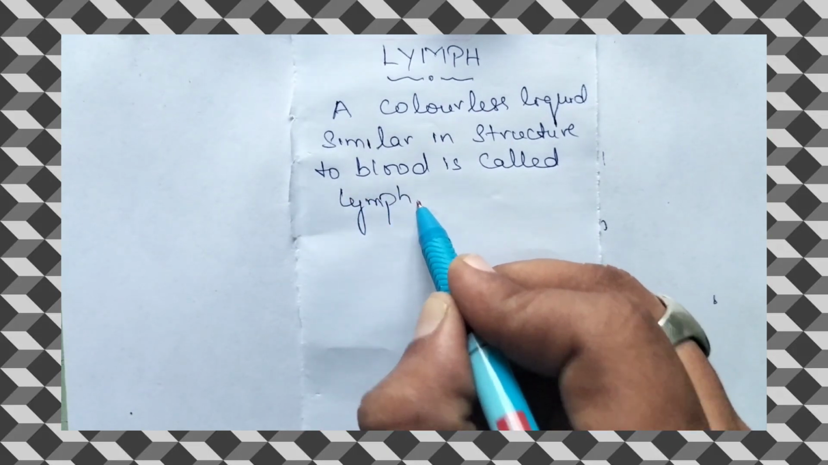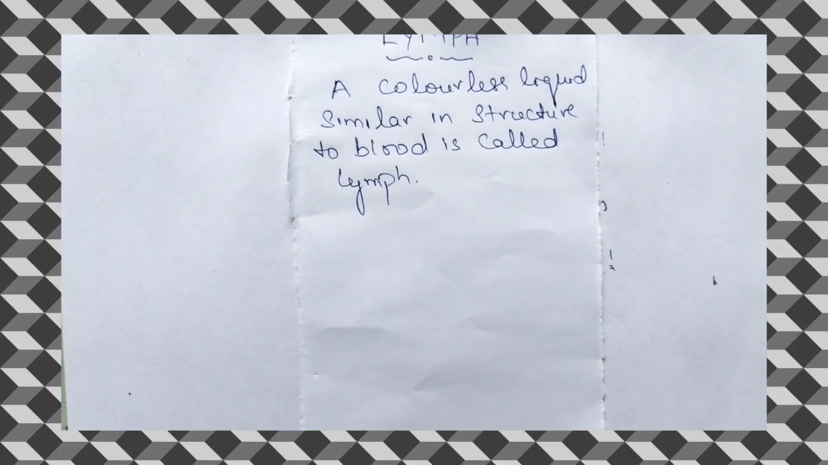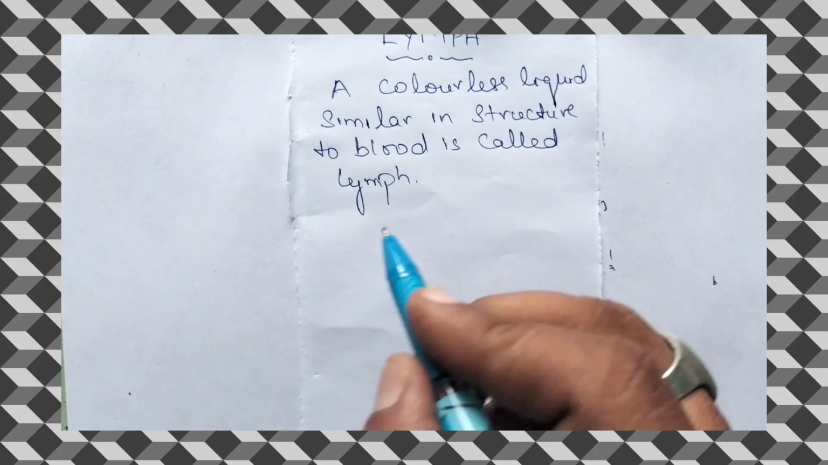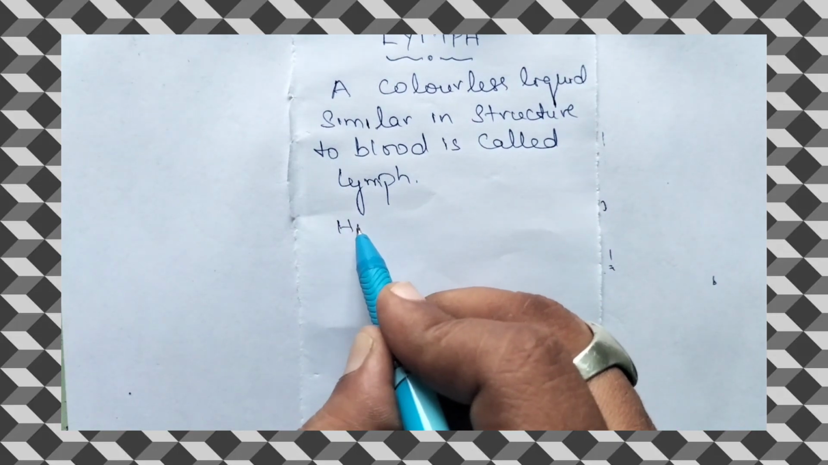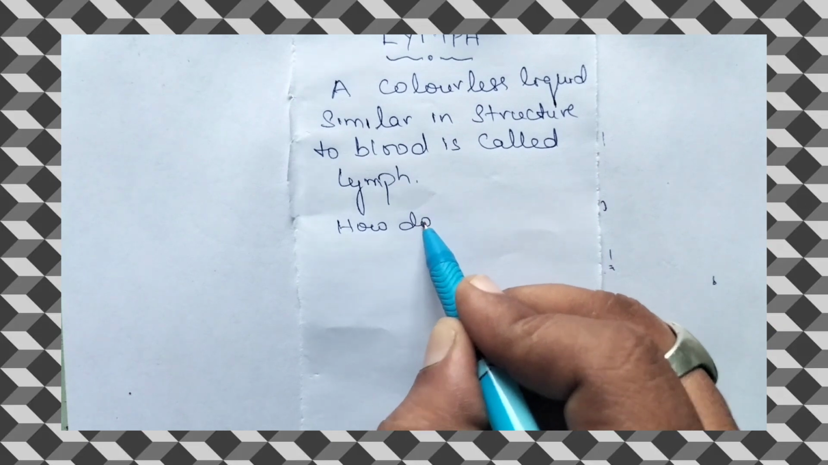ಇದನ್ನ ನಾವು lymph ಅಂತ ಕರಿತೀವಿ. What is a lymph? A lymph is a colorless liquid. ನೋಡಿ, ಬ್ಲಡ್ ಗಾದ್ರೆ ರೆಡ್ ಇನ್ ಕಲರ್ ಡ್ಯೂ ಟು ಪ್ರೆಸೆನ್ಸ್ ಆಫ್ ಹಿಮೋಗ್ಲೋಬಿನ್, but lymph is a colorless liquid. But even though it is a colorless liquid, it is similar in structure to blood. ಇದು ಮೊದಲನೇದಾಯಿತು.